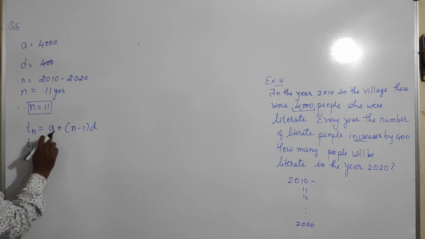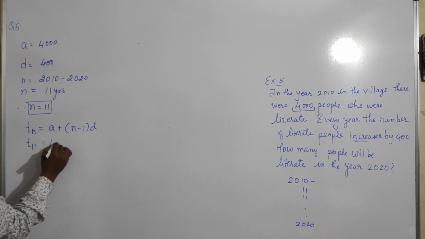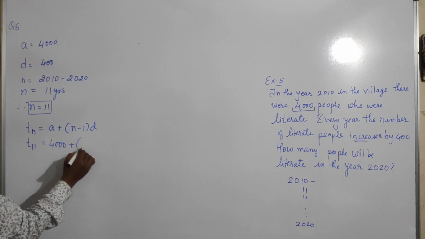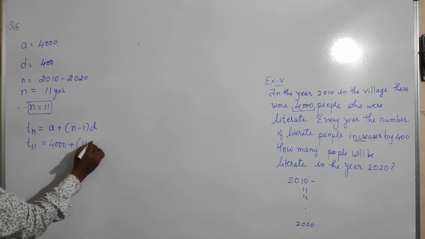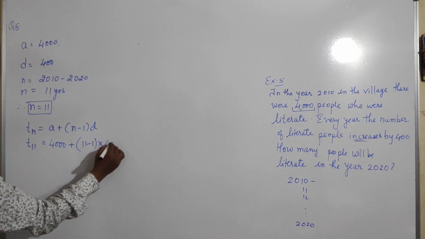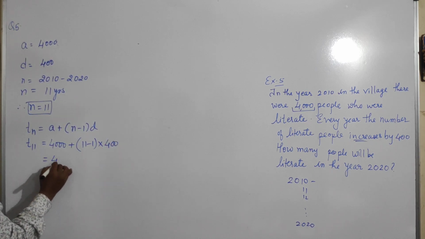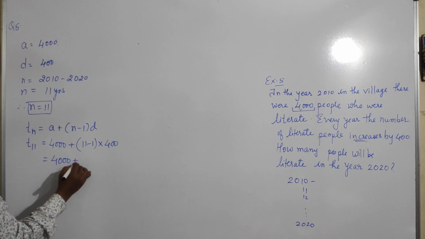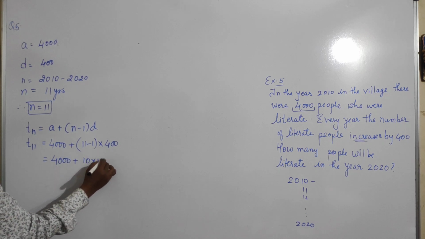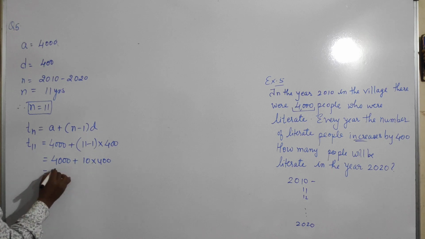T11 is equal to A. What is the value of A? 4,000 plus N value 11 minus 1. What is the value of D? 400. 4,000 plus (11 minus 1), 10 into 400.